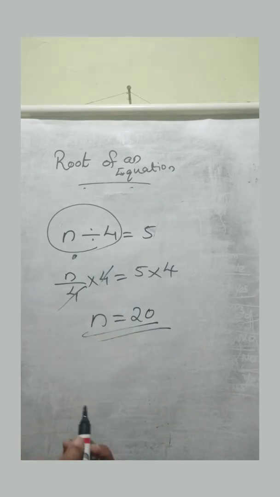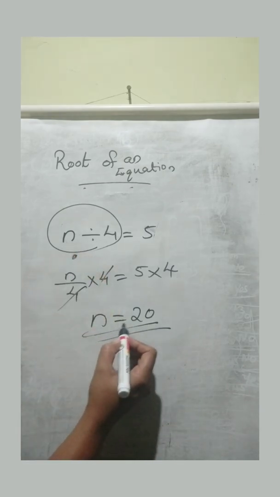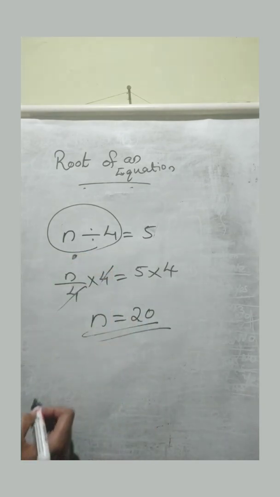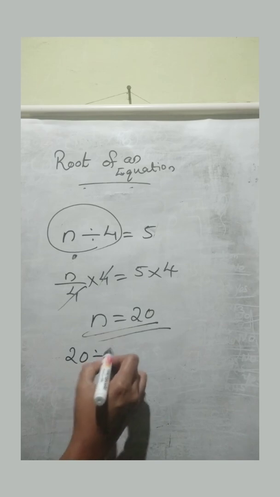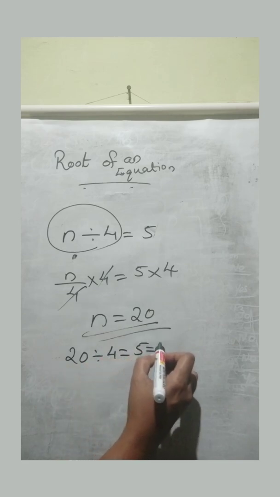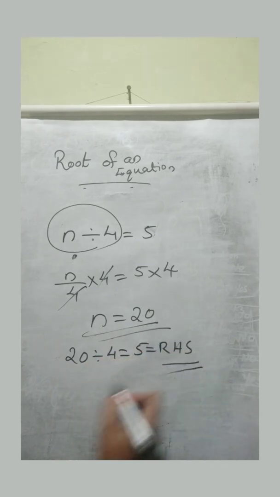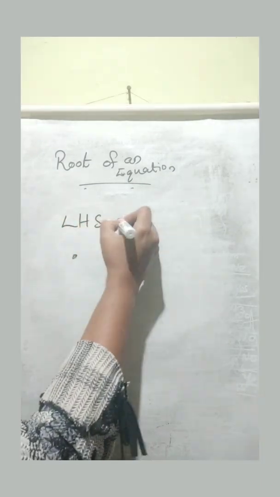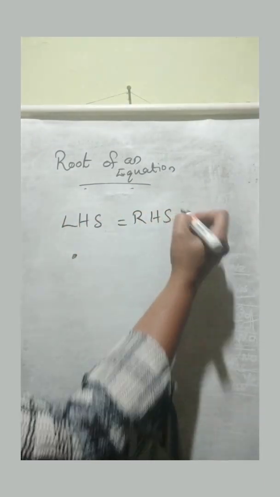Now how can we check? We can apply this value in the LHS. LHS is equal to 20 divided by 4, which is equal to 5 itself. That is equal to the RHS. This side will be the LHS and this side is known as the RHS.